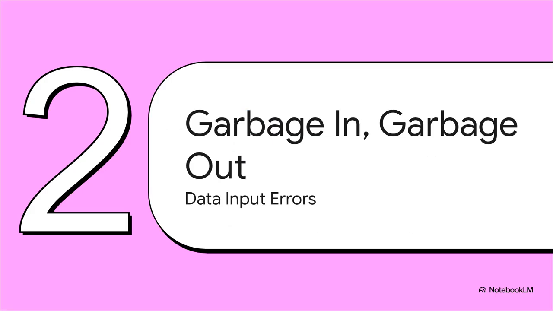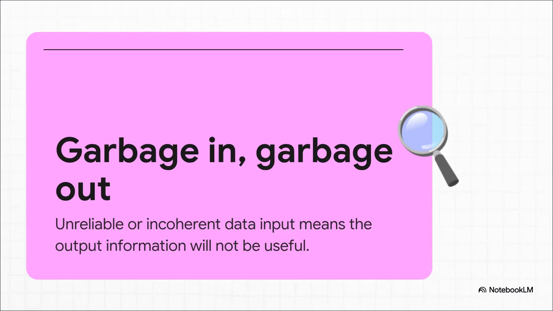Moving on to step 2, garbage in, garbage out. So we've got this beautifully organized system, right? But what happens when bad data tries to crash the party? This brings us to the absolutely crucial garbage in, garbage out principle. It is a fundamental law of computing. If we feed a system completely unreliable or incoherent data, the output information it generates will simply be useless.